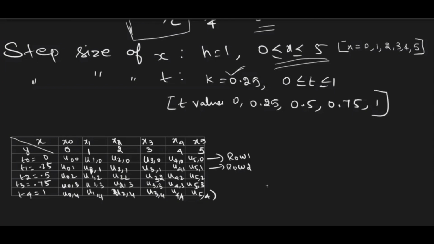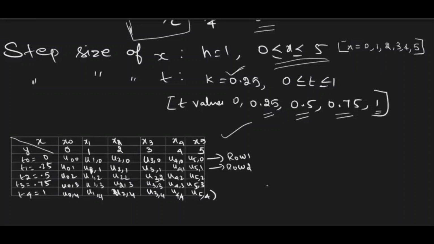So 0 is the first value. 0 plus 0.25, 0.25, 0.25 plus 0.25, 0.5. Again plus 0.25, 0.75 and finally 1. So t values vary from 0 to 1 and x values vary from 0 to 5. This is how you will form the tabular column. Please pay attention to it.